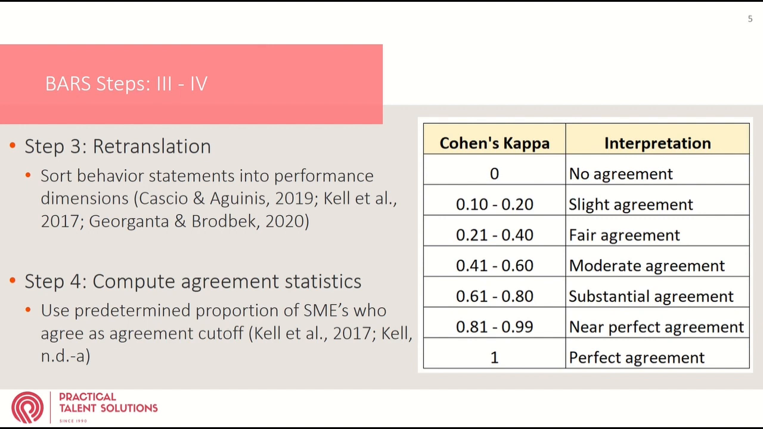In step 4, we'll compute agreement statistics to determine whether the sorted behaviors match the performance dimension they have been placed in. There are a number of ways the steps can be done, but Kell suggests using a simple, predetermined proportion of SMEs who agree regarding your agreement cutoff.